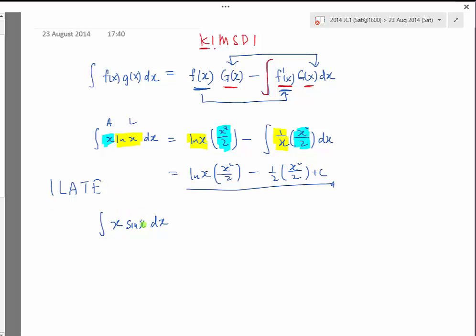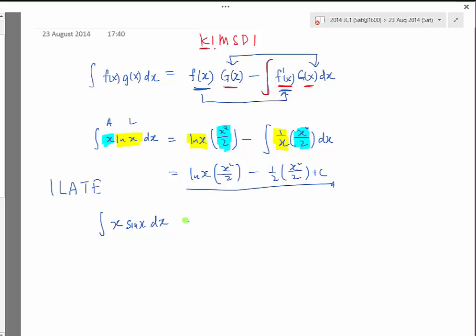Algebra and trigo. Which one should you keep? People will think, hey, we keep the x. Eh? Algebra is A, so we should keep the algebra. Sorry, integrate the trigo. Yes, we keep the algebra and integrate the trigo. Understand? If you do the opposite, you will get stuck.